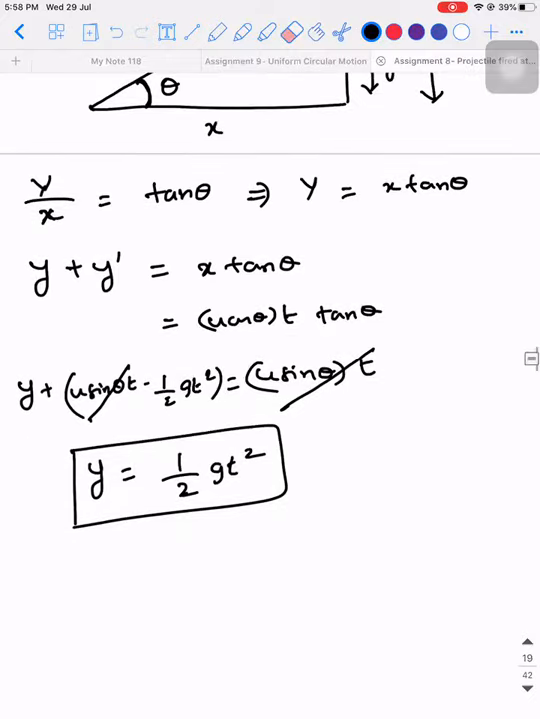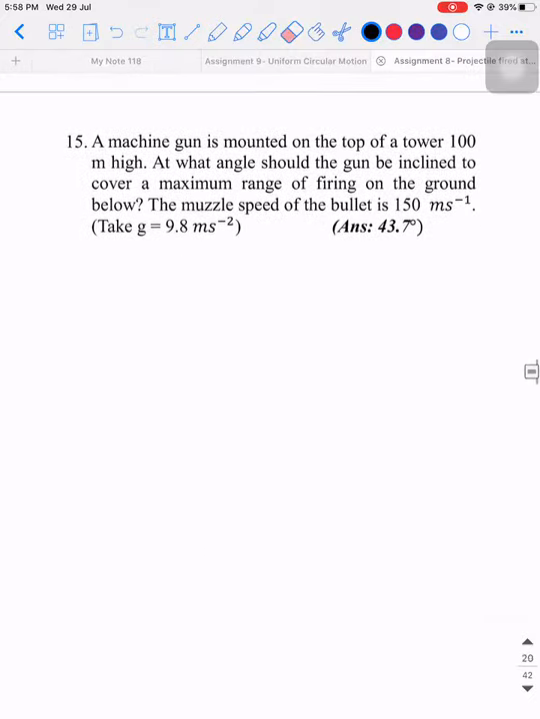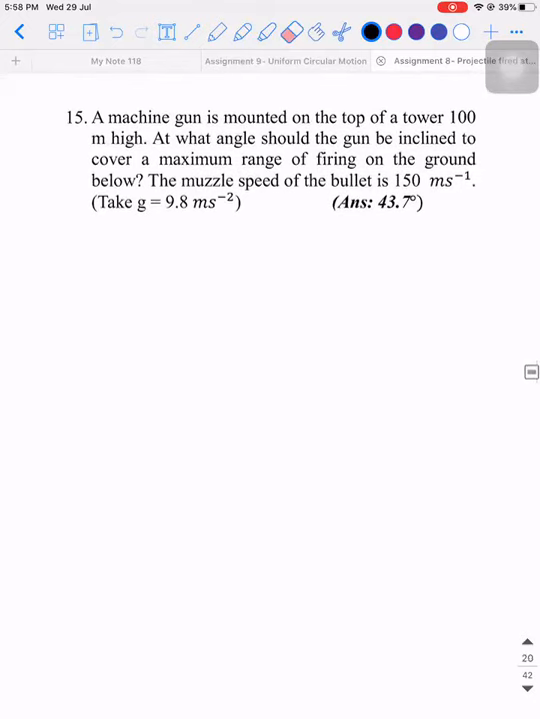So I'm proceeding to the next one because I'll be sharing the sheet with you. Is the 15th one also a problem? Did everyone get the 15th one? Yes, okay. So this is all about projectile.